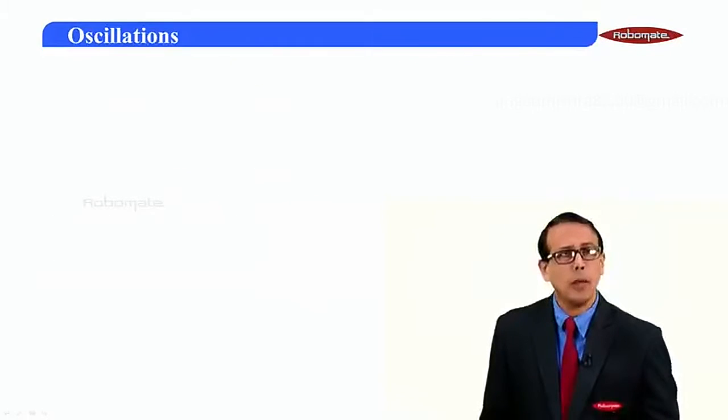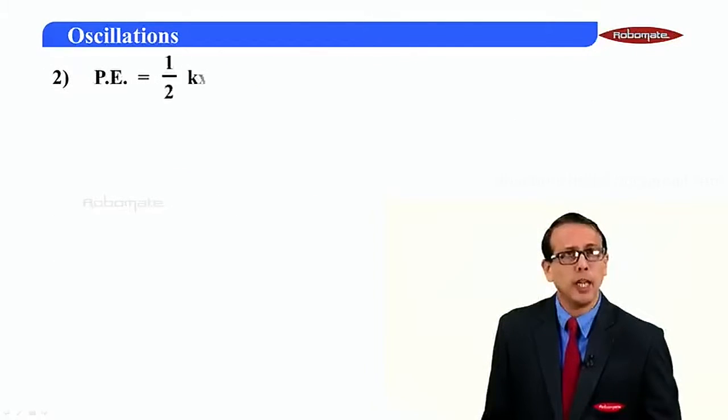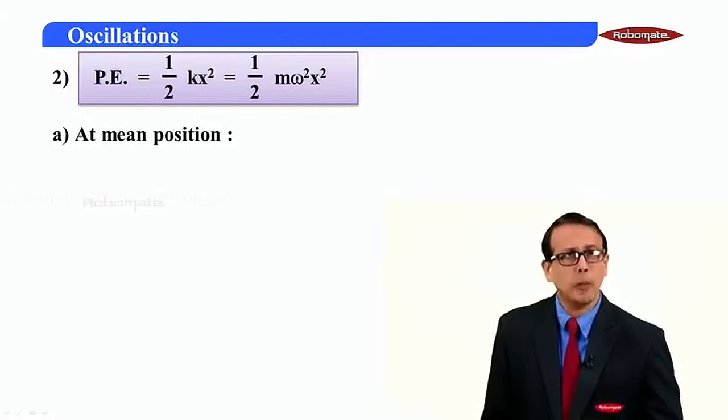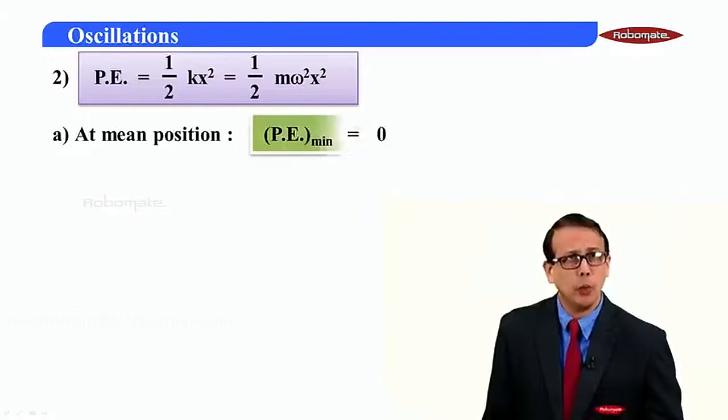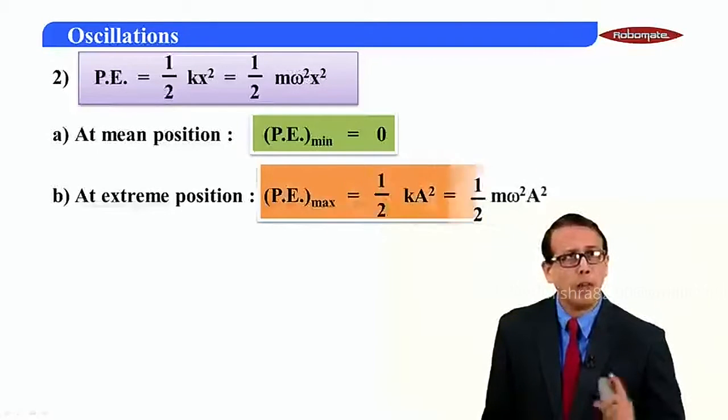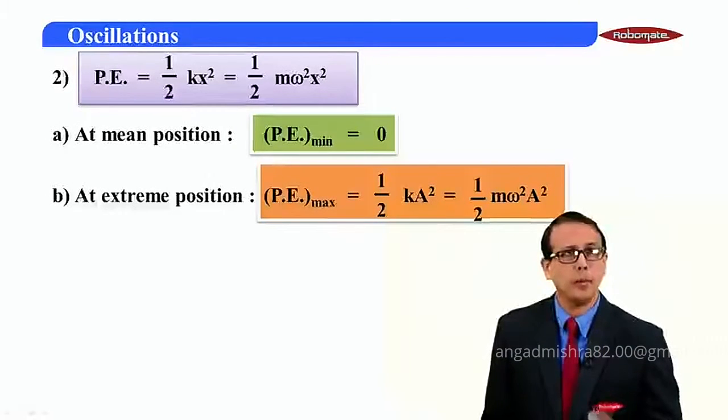Let's see the next formula, potential energy. Potential energy at any distance x is given by the formula half k x square, which can also be written as half m omega square x square. At mean position, potential energy is 0, and at extreme position it is maximum with the formula half k a square or half m omega square a square.